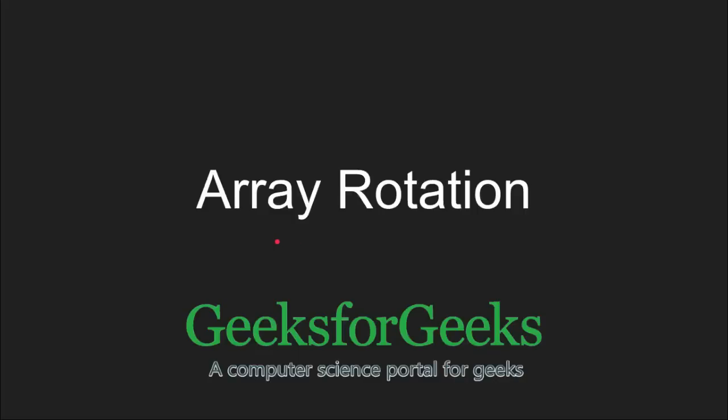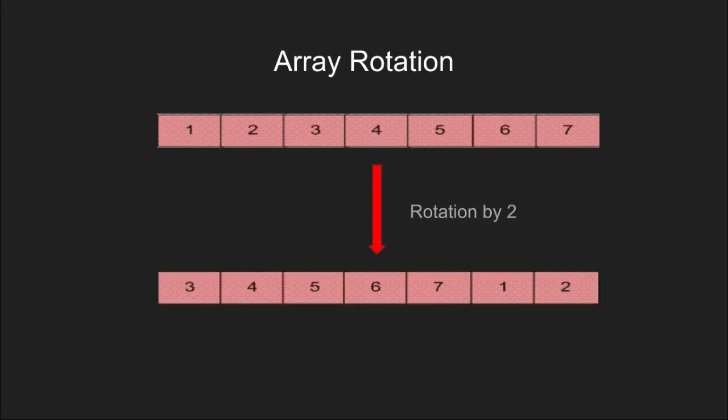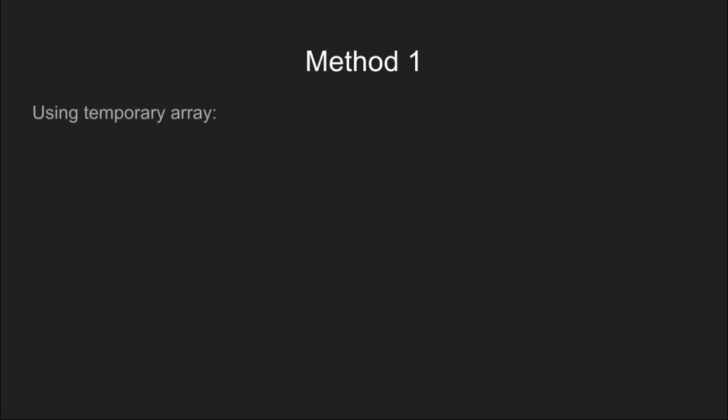Today we will discuss how to write a function rotate that rotates an array of size n by d elements. Let's look at this example. We have this array with elements 1, 2, 3, 4, 5, 6 and 7. We want to rotate this by a factor 2, that is by 2 places. On rotation of the original array by 2, the new array will become 3, 4, 5, 6, 7, 1 and 2. Clearly, each and every element has been shifted by 2 places to the left.